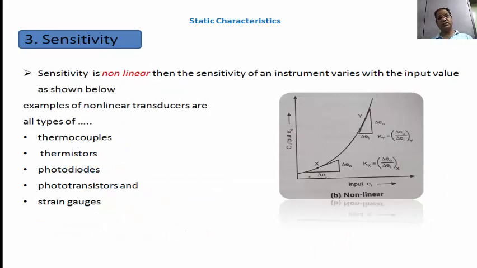Some instruments may show non-linear characteristics. Non-linear characteristics means what? The transfer characteristic is not linear in nature, not a straight line. It is a curve. Output, then this is input. This is non-linear. So what will happen here? The sensitivity K, delta E0 upon delta EI at point X, is Kx, while at point Y, delta E0 upon delta EI is Ky. So Kx is different, Ky is different. So the slope of the transfer characteristic curve is different. That's why we can say that the sensitivity is different for the instrument.